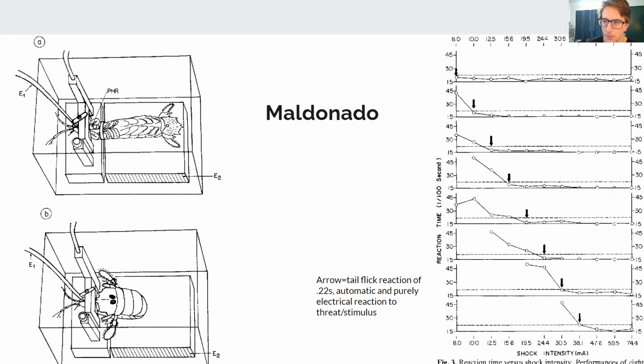They threw out animals that weren't exhibiting a response within, I believe it was 37 volts. If they didn't respond quicker than 0.22 seconds, they threw them out because they typically didn't respond at any of the voltages they tested as quick as 0.22 seconds.